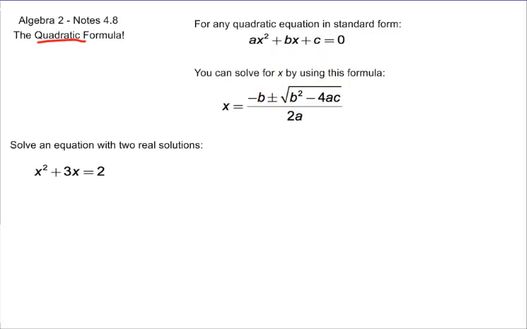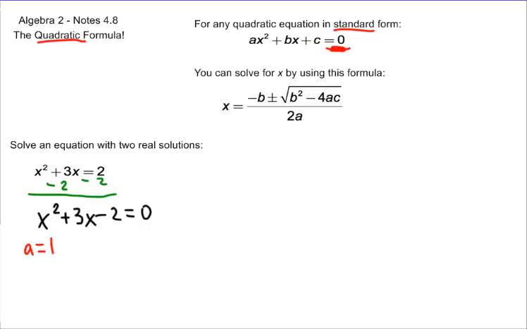Okay, so let's just start with a problem down here. X squared plus 3x equals 2. Notice that it's a quadratic equation. We can tell that because of the 2 there. But what we need to do is get it into standard form. So it needs to be equal to 0 over here on the right. Just subtract 2 from both sides. And then from here, identify what A, B, and C are.